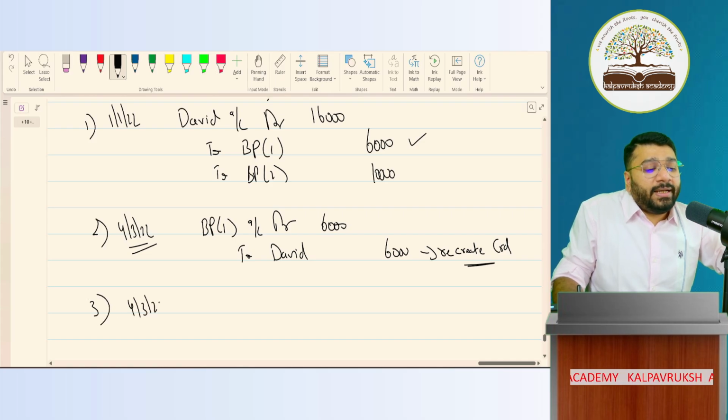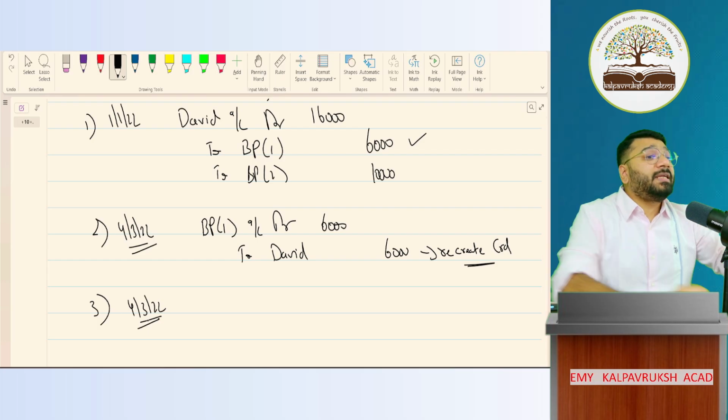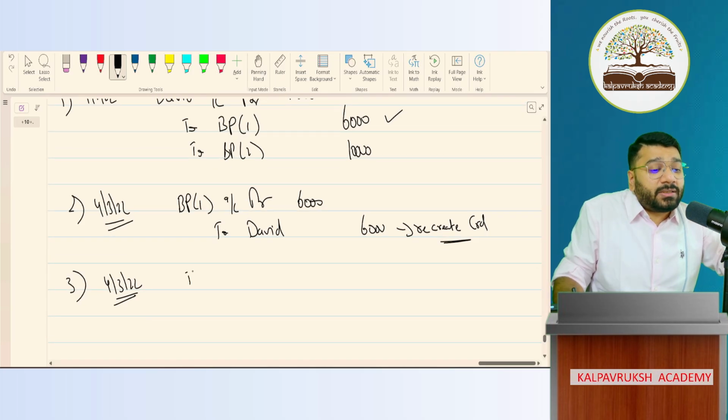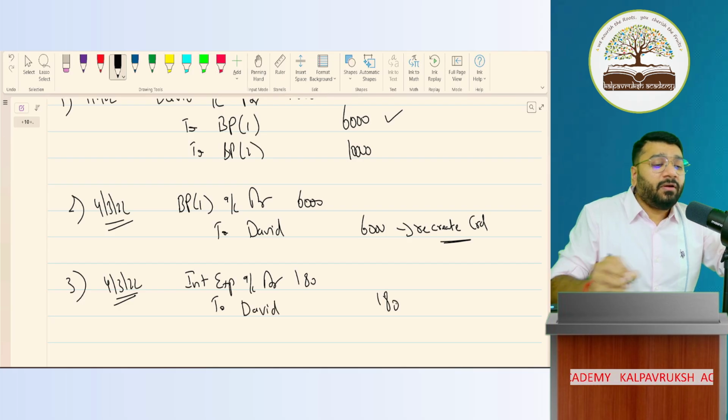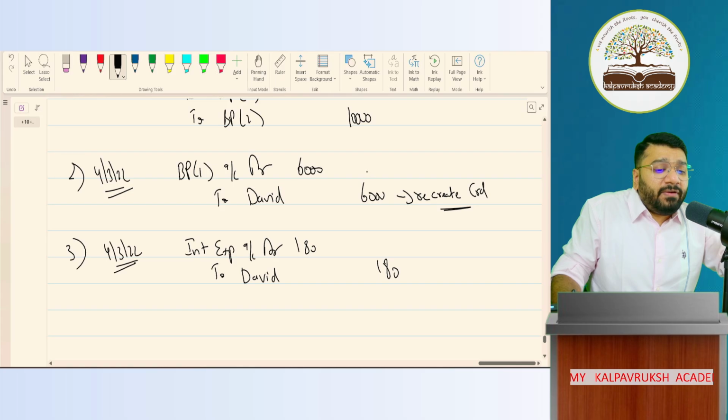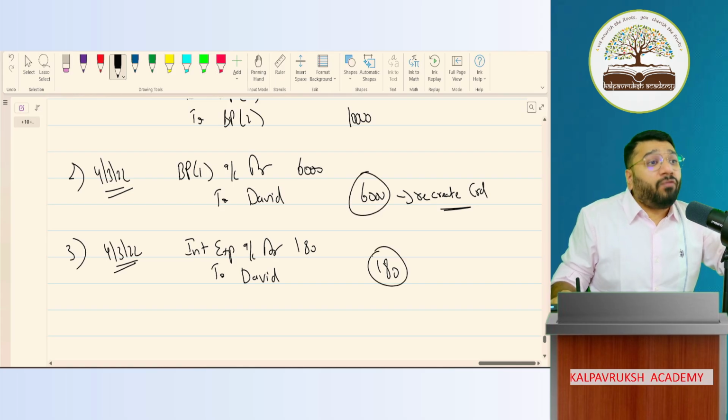Now on the same day, interest due entry. 4 March 22. We have to pay. For us it is expenditure. Debit all expense and losses. So interest expenditure account debit. How much? 180. To whom should you pay? David. So to David you have to pay totally 6,180, for which he is executing a bill 3.